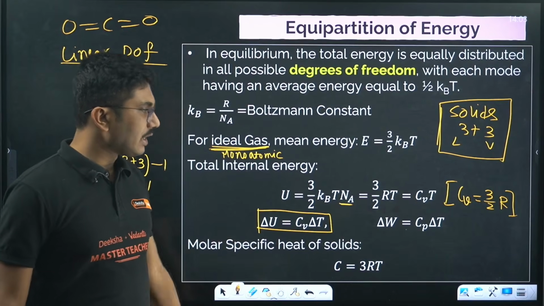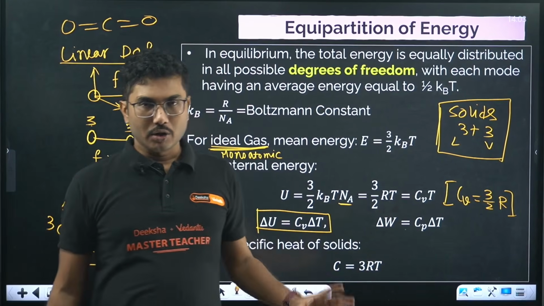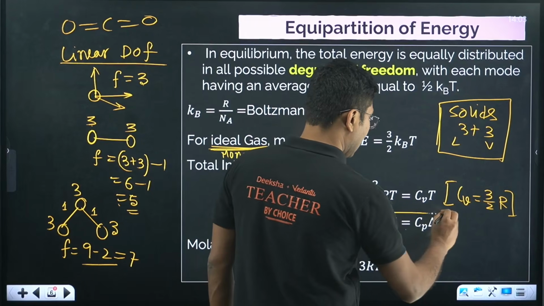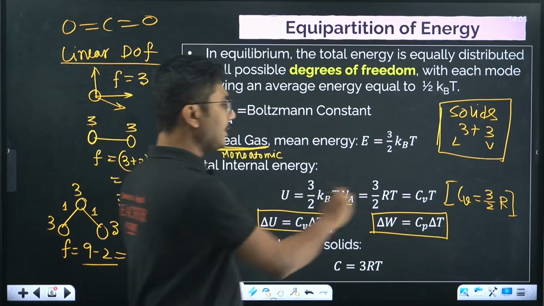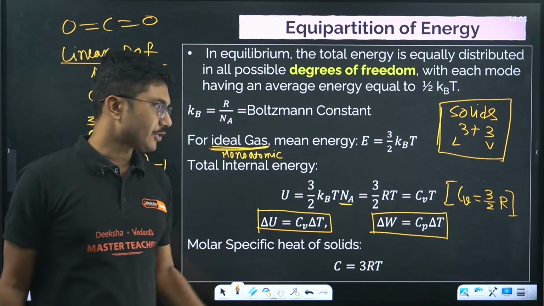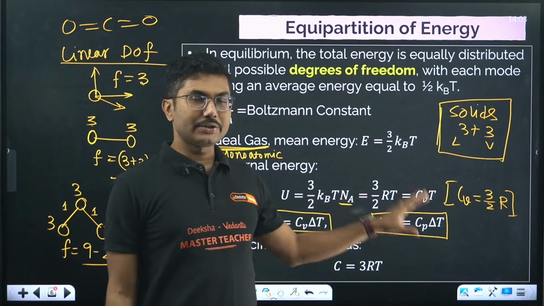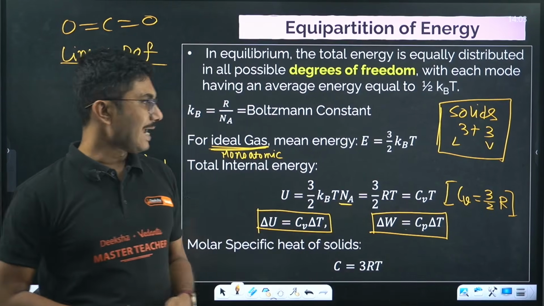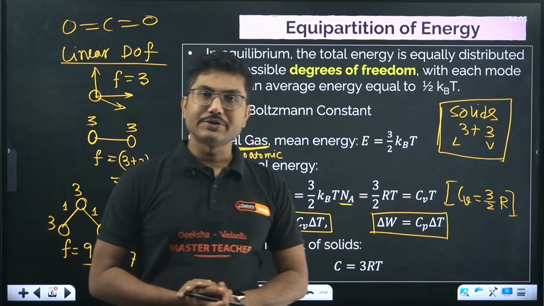Now consequently the work done by the gas can be calculated as Cp delta T. Based on these two formulas, we have seen some questions, so that's why I am including these concepts in this lecture. Delta U is equal to CV delta T and delta W is equal to CP delta T.